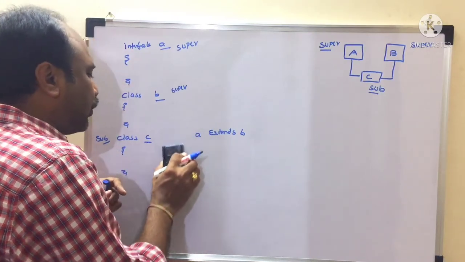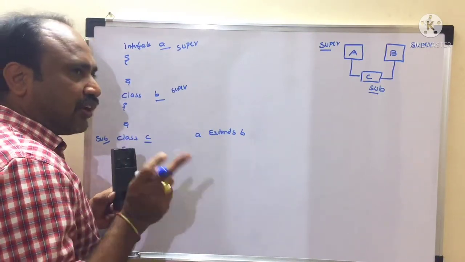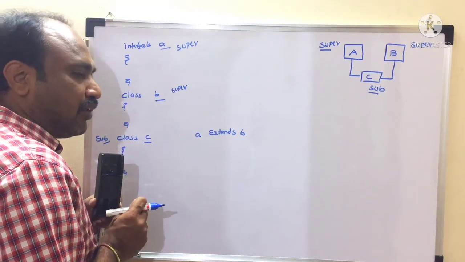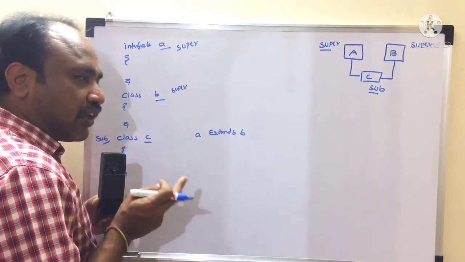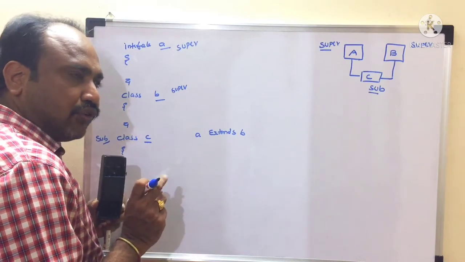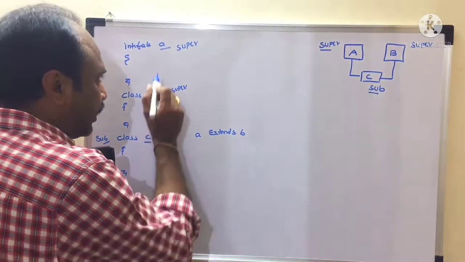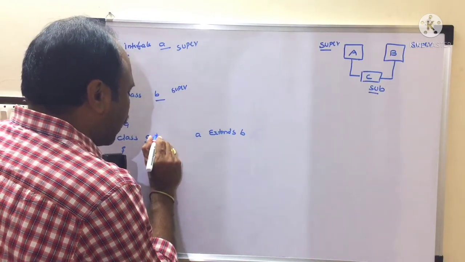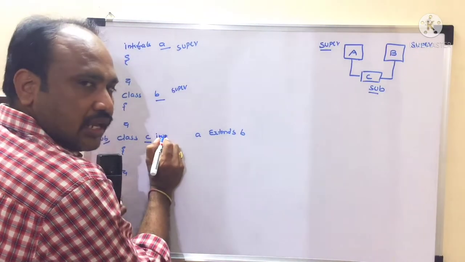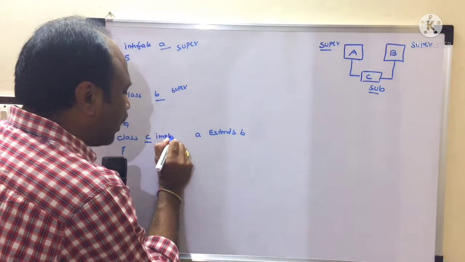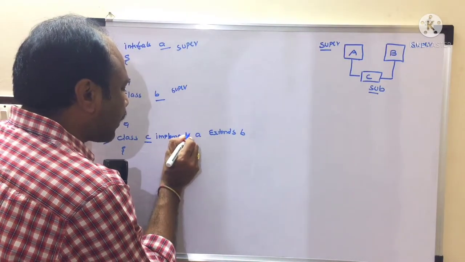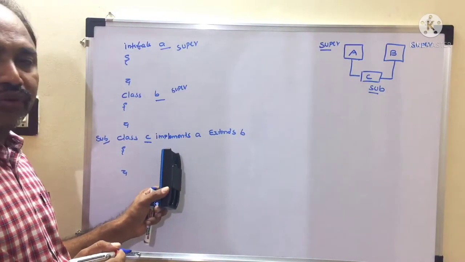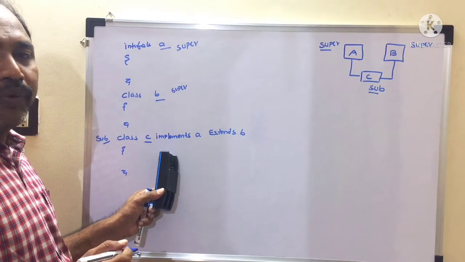Already explained, to create a class from an already existing interface, we have to use the implements keyword. To create a class from an already existing class, we have to use the extends keyword. Here we are using A as an interface, so we have to write class C implements A, extends B. Like this, we have to create multiple inheritance.